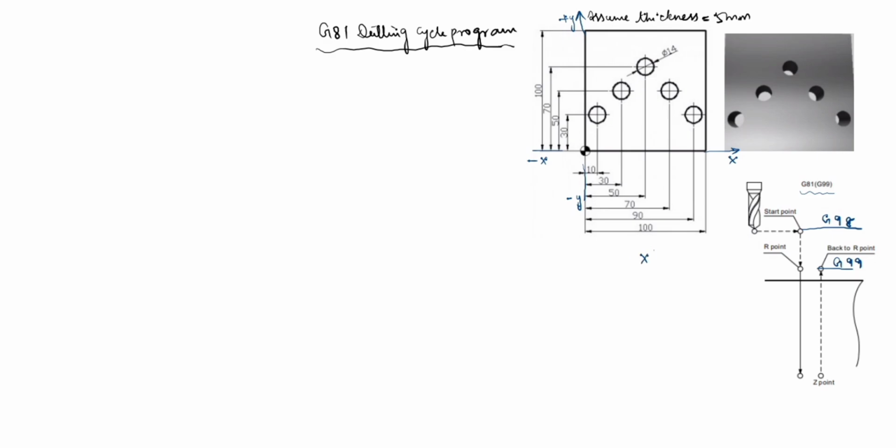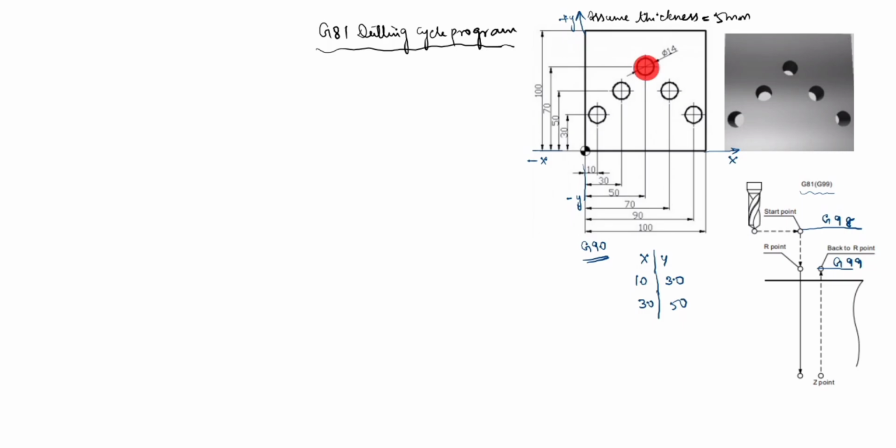First, we will write the X and Y dimensions. The starting point is given here, so the first hole is here. The first hole means X is plus 10, it goes this side, and Y is plus 30. So we will write X is plus 10, Y is plus 30. In this program, we will use G90, the absolute code. After that, first hole finished. The second hole is here. X is plus 30, it goes this way, and Y is plus 50.